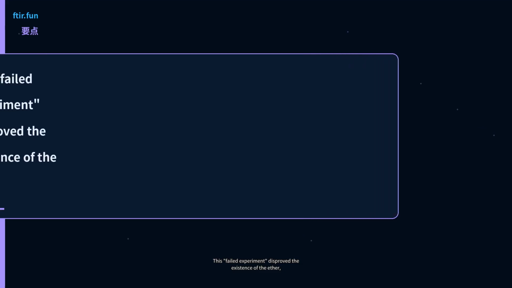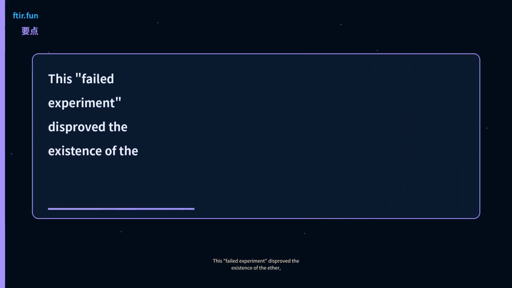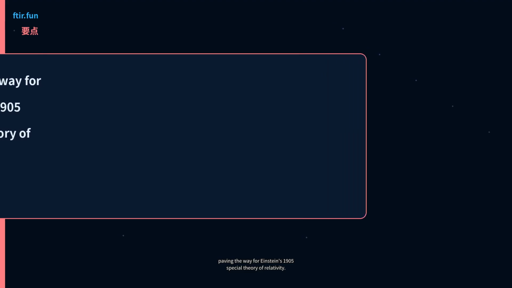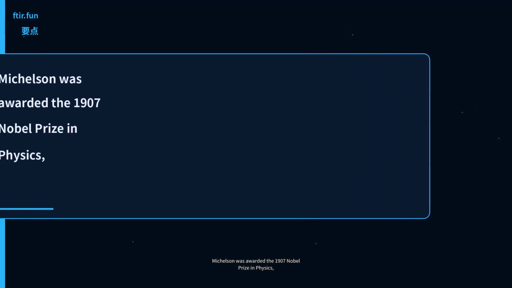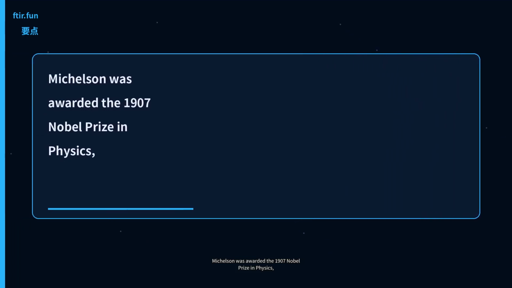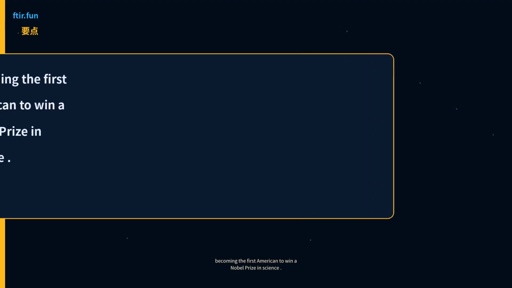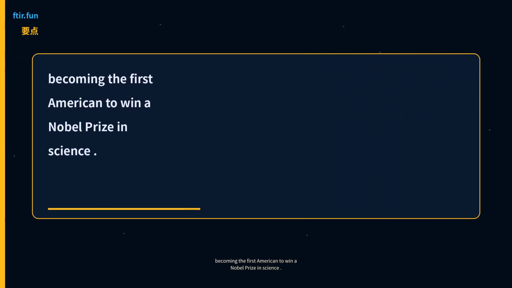This failed experiment disproved the existence of the ether, paving the way for Einstein's 1905 special theory of relativity. Michelson was awarded the 1907 Nobel Prize in Physics, becoming the first American to win a Nobel Prize in Science.